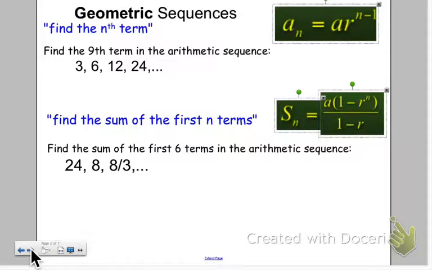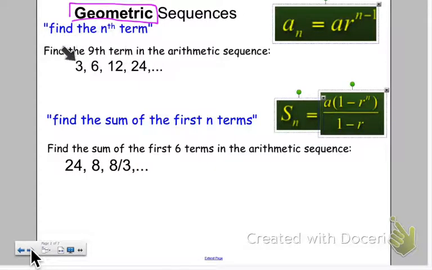Alright, so these are geometric sequences. Geometric means that instead of adding the same thing every time to get your next number, you have to multiply by the same thing. So you can multiply by a whole number or a fraction or whatever. So here we're multiplying by a number bigger than 1 because everything's getting bigger.